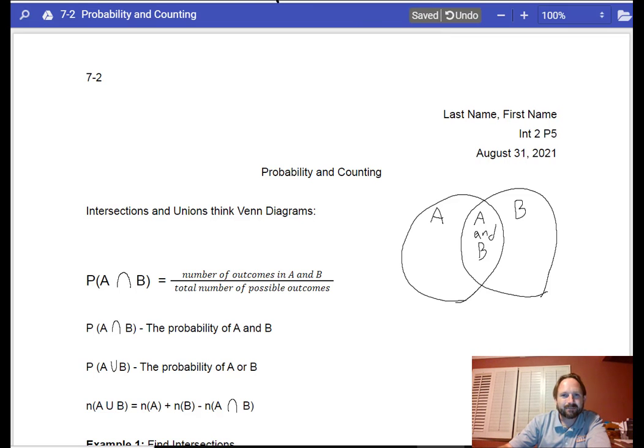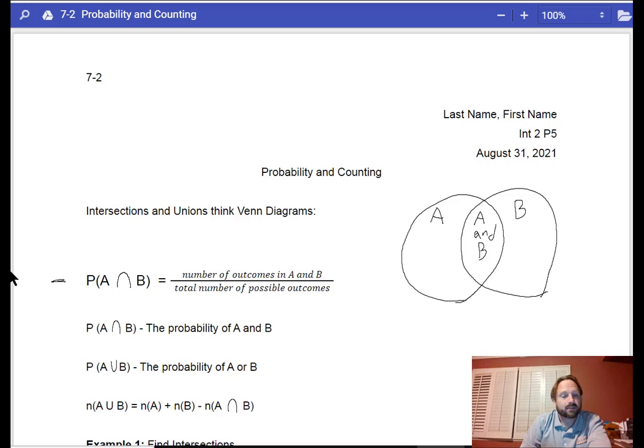So, let's begin. Alright, so looking at this, we see this first one right here. Let me put a little dash right here. The probability of A intersecting B. So the intersection of A and B would be the number of outcomes of A and B together, divided by the total number of possible outcomes. So the probability of the intersection of A and B means the probability of A and B. That means both at the same time. So not one or the other, but both.